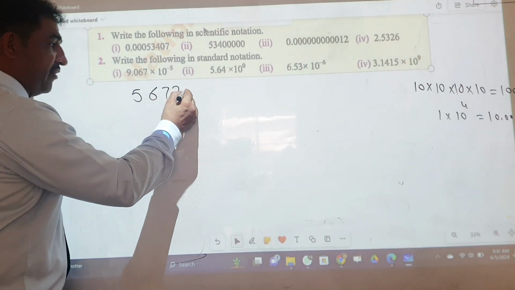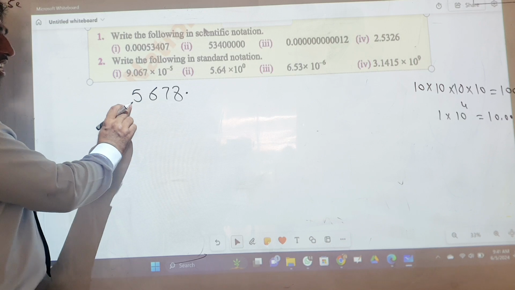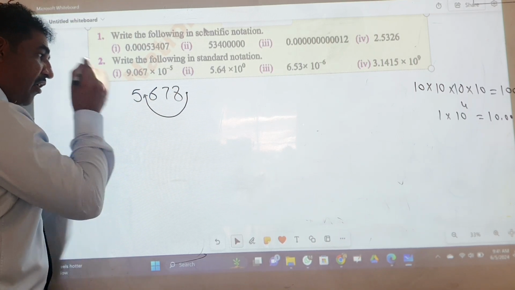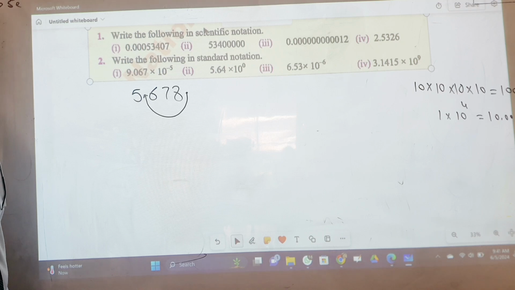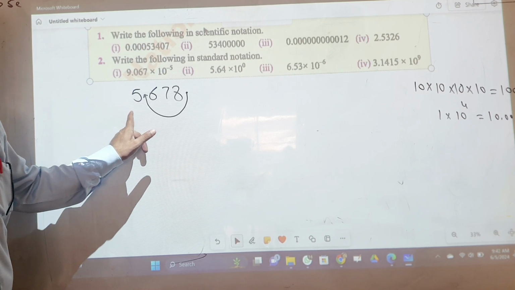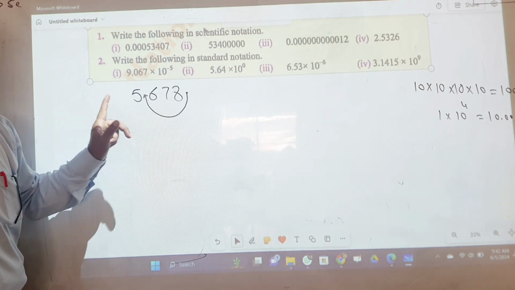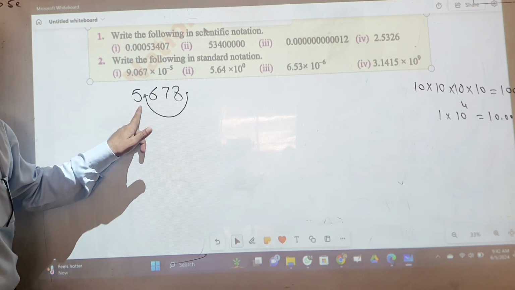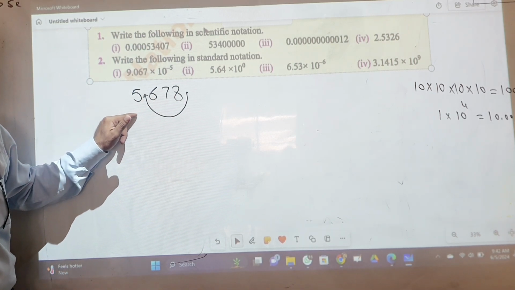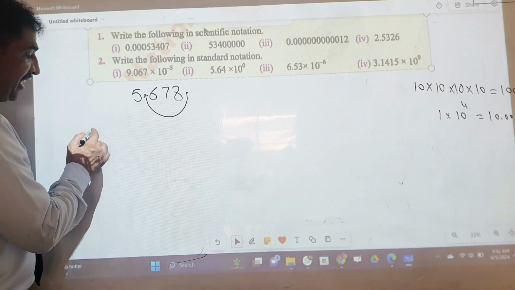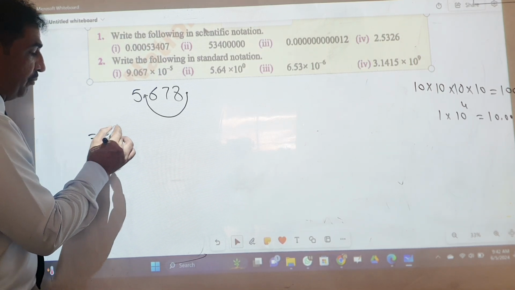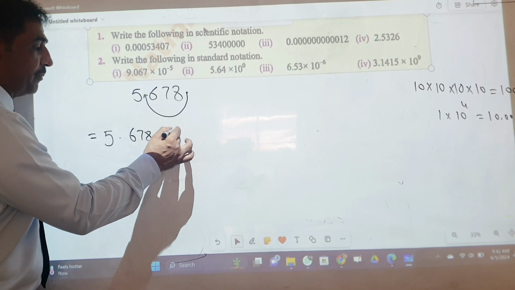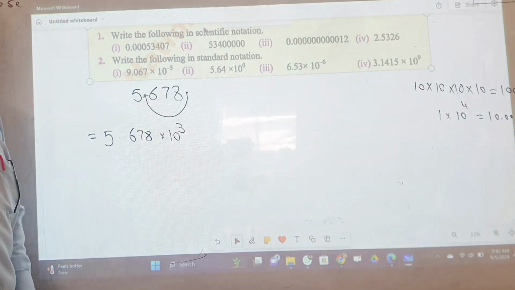So we have to shift this decimal point from the left hand side to the digit other than 0, because counting starts from this side. So the first digit other than 0, what is that? 5. So we have to shift the decimal point here. How many digits do we move? 3. So we will write 5.678 multiplied by 10 exponent 3. Is that clear?